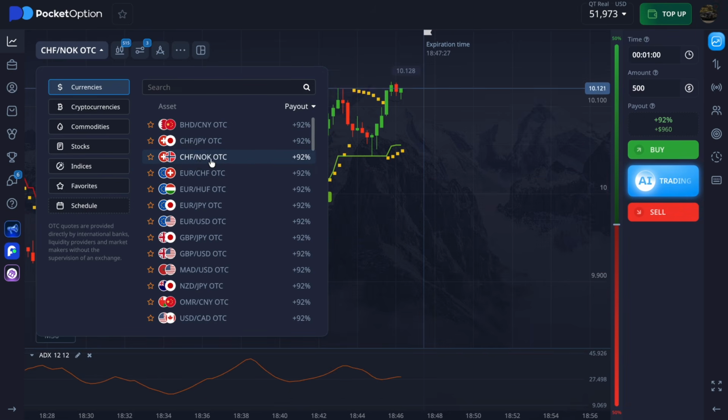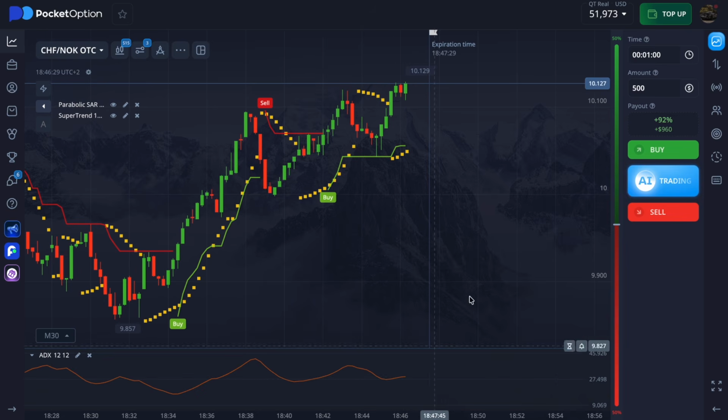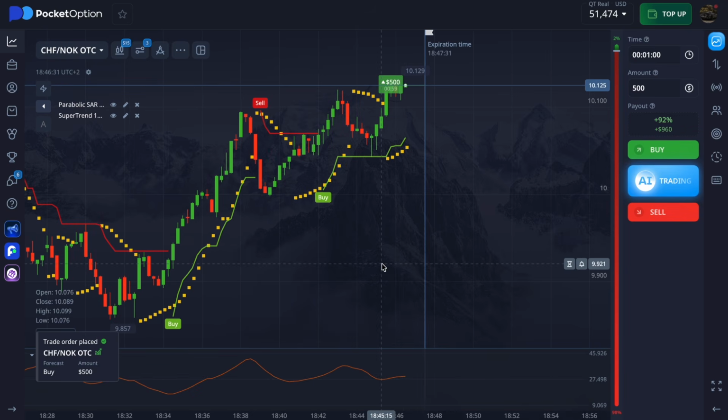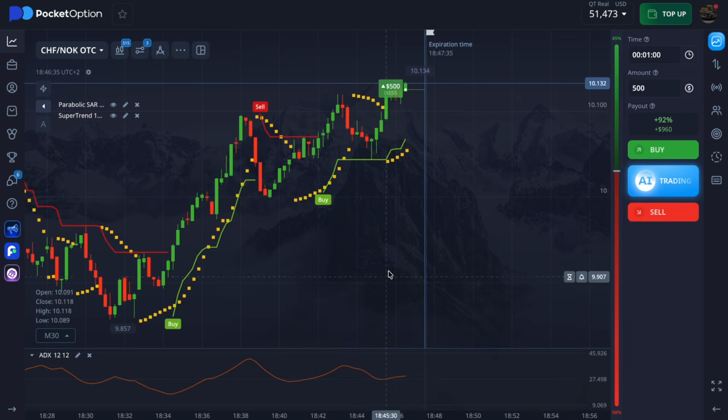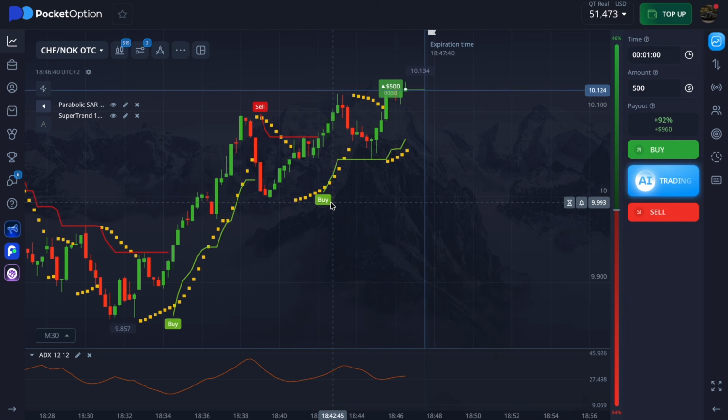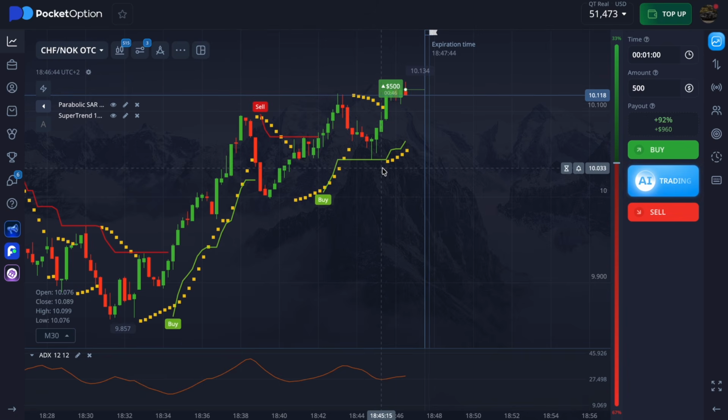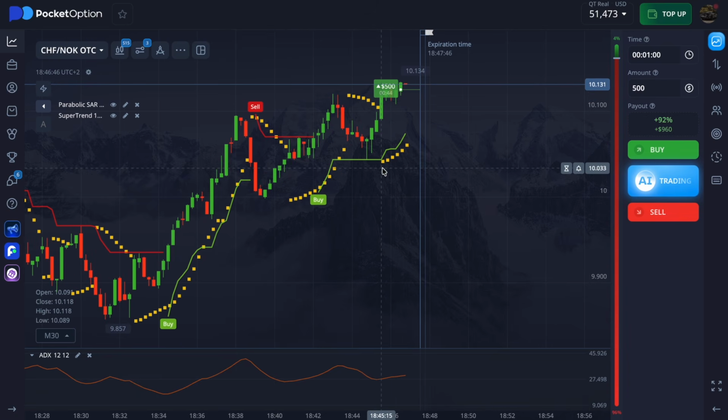So, right here, there is essentially a good situation to enter an up trade. The ADX indicator value is above 20 and ADX is not pointing down. Then I see there is an active buy signal from the SuperTrend indicator. And also the SAR indicator draws its points below the chart. Therefore, I entered an up trade for $500.